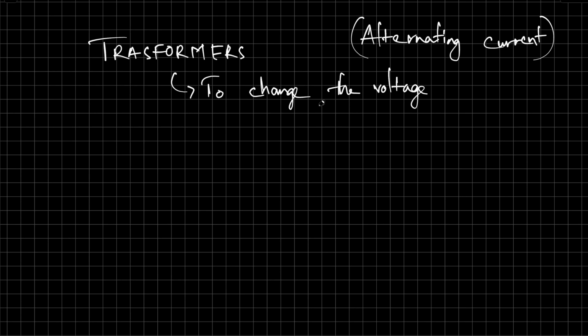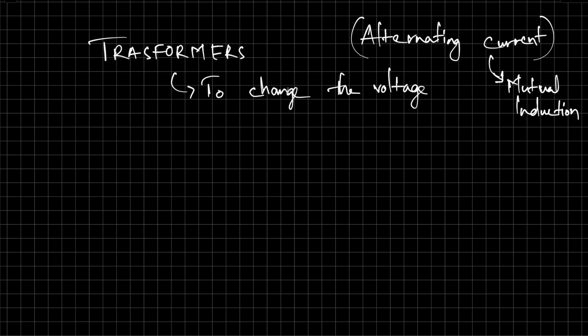The basic working principle of transformers is mutual induction. There are two coils. Any change in the current flowing through one of these coils would induce a current in the other coil. This is called mutual induction. That's the basic working principle of a transformer.